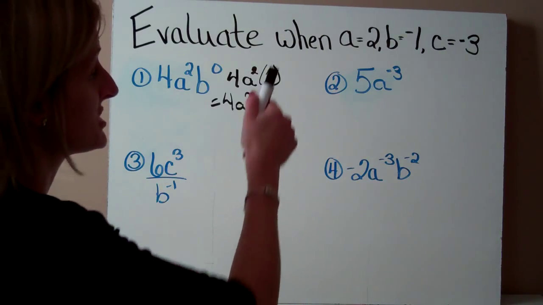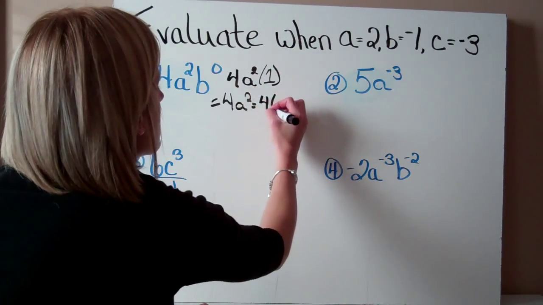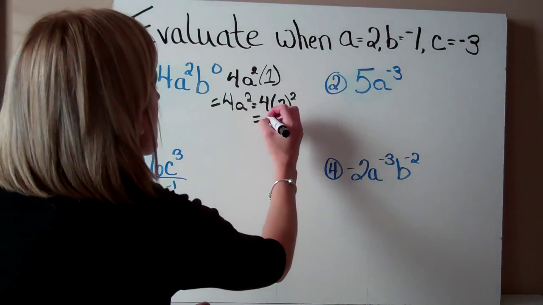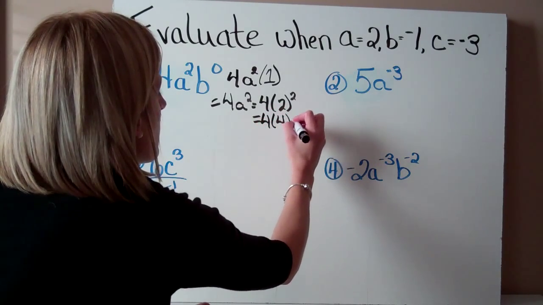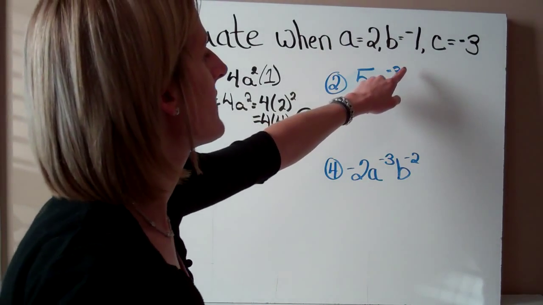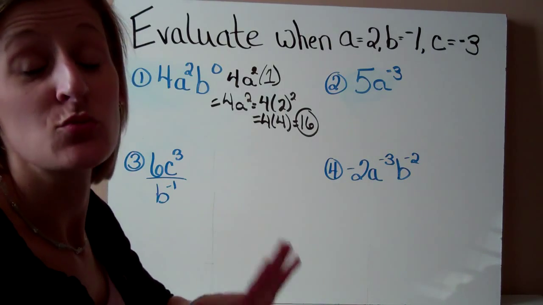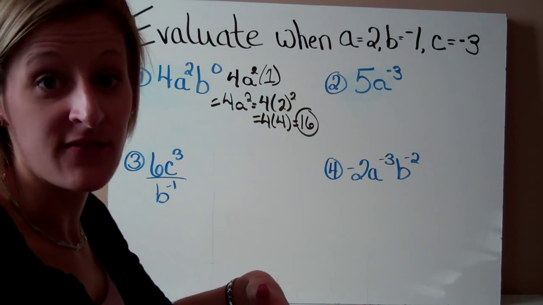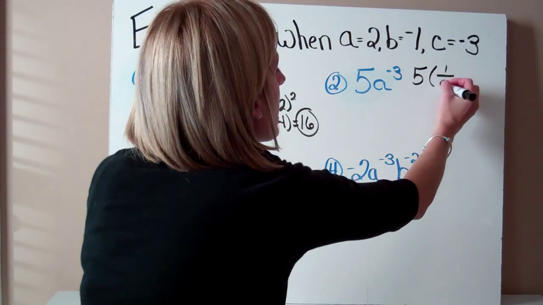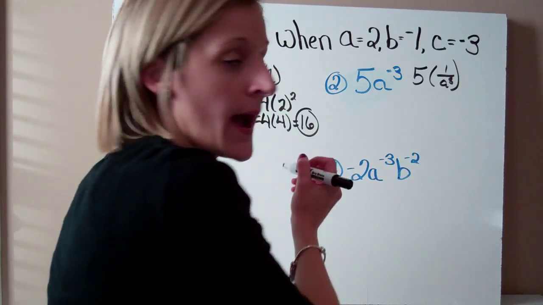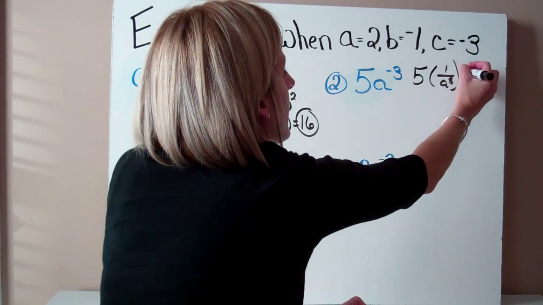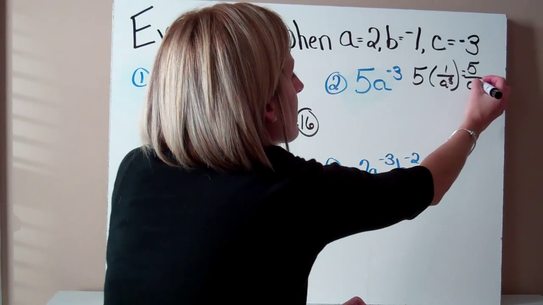Now I can put in my 2 for my A. So I've got 4 times 2 squared. 2 squared is 4. So you got 4 times 4, which is 16. And that is your answer. Okay, let's do the second one. 5A to the negative third. Let's write with positive exponents. We want to get used to it and always write with positive exponents. So that means I've got 5 times 1 over A to the third power. Now, multiply across, 5 times 1, that's going to give me 5 over A to the third power.